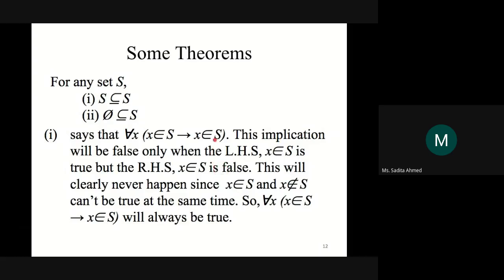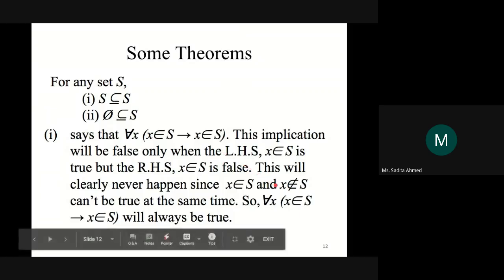If the right-hand side is false, what do we have on the right-hand side? x belongs to S. If it has to be false, it has to be the opposite of this. What is the opposite of x belongs to S? x does not belong to S. Exactly. So if the left-hand side is true, x belongs to S. If the right-hand side is false, x does not belong to S.